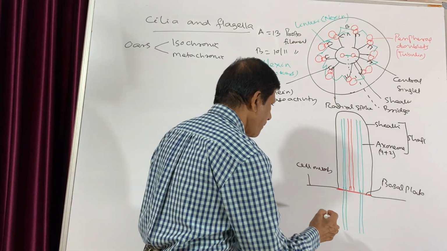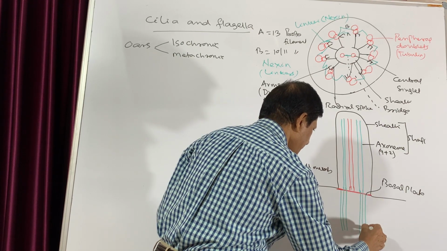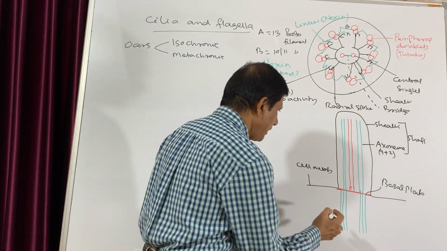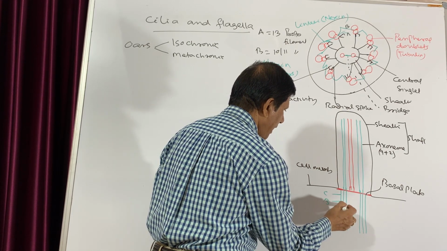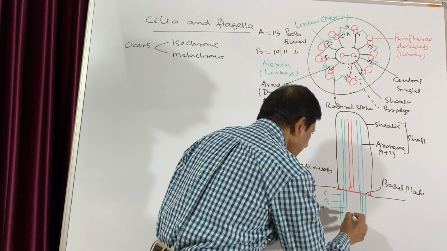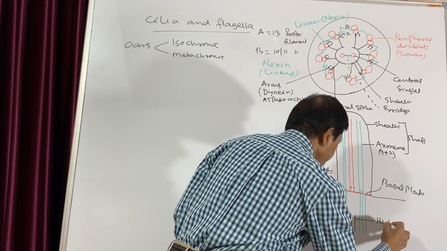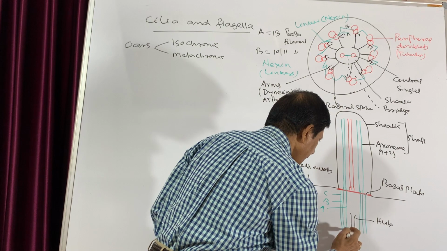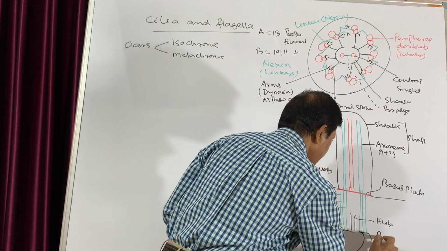In addition to A and B, there will also be a C. The C is not present within the sheath, but it is present here. That we see here: this is A, B, C, this is C, this is B, and this is A. That way 3 are there. And here there is a hub, and from this the rootlets come out. These are the rootlets.